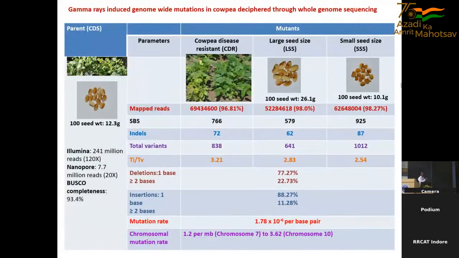Recently, we have analyzed gamma ray induced mutants through whole genome analysis, and we have taken 3 mutants for the analysis. These are virus resistant, large seed size, and small seed size, and we have analyzed the 3 mutants at whole genome level through NGS, and you can see the indels, the total variants, the inversions, and the transition to transversion ratio. Mostly the single substitutions are very high in these gamma ray induced mutants, and this is information we are trying to extrapolate to understand the nature of mutations in different mutant populations.